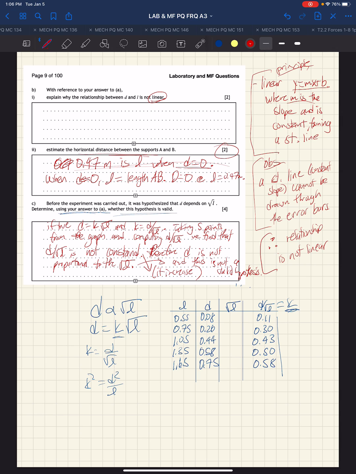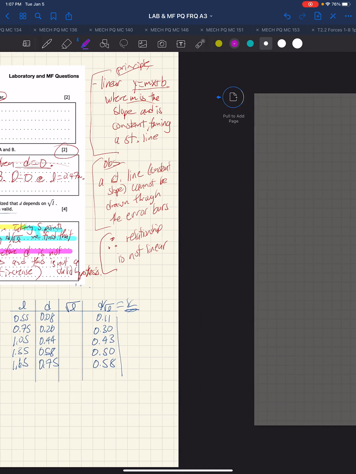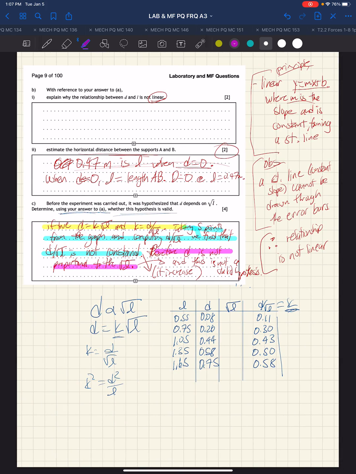So here's the physics principle. The physics principle we have is that if this is true, this is what's going on. Our observation, we take 5 points. The D over the square root of L is not constant. And the conclusion that we have, D is not proportional to the square root of L. So those are three perhaps typical points for this question. And that's this entire question.